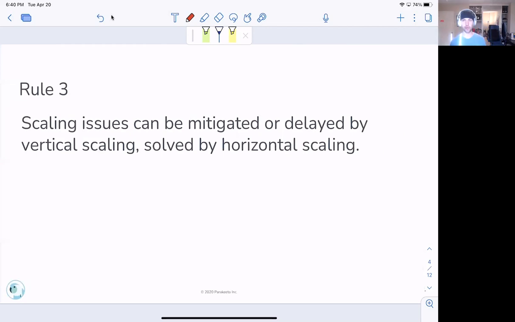Rule number 3. This is starting to talk a little more about what you can do about it. Often scaling issues can be mitigated or delayed by vertical scaling. What I mean by vertical scaling is generally a larger server, a bigger database server, a bigger web server. What this allows you to do is have your system continue to behave exactly the way it's behaved, not need to fix anything, not need to make any architectural changes, just get more time until your current systems, your current structures, your current architecture is going to become a problem.